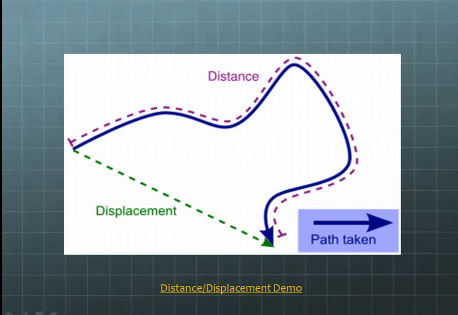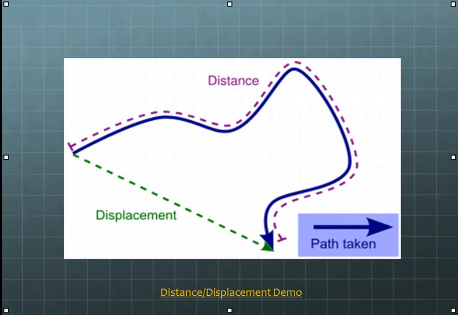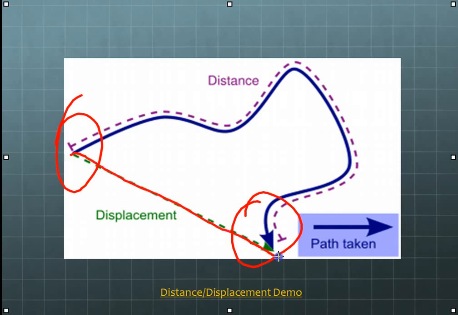Here's another visual, just to reiterate the point. You're going to start right here, right? And then you're going to follow that blue path, and you're going to end right here. And the important thing for distance is you're going to measure that whole way. And then for displacement, you're just going to measure the distance from where you started to where you ended up. Okay, and then the direction as well.